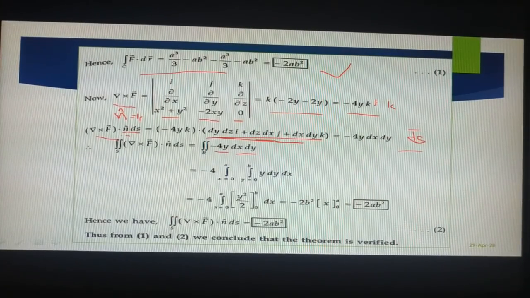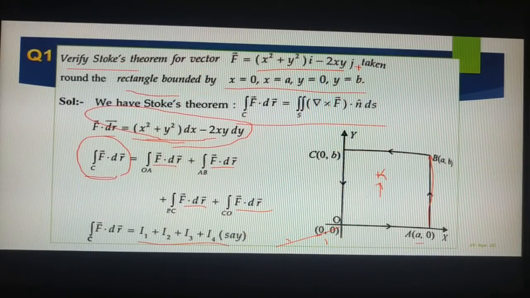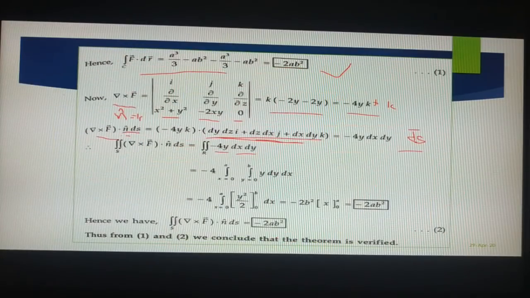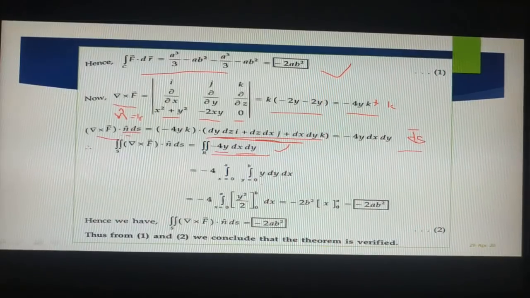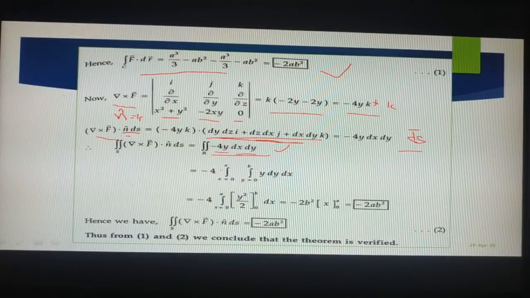Otherwise it is actually very easy. Instead of going that way, because our given problem is on the xy plane, towards the z direction I am taking the unit vector n cap equal to k. So k dot k is equal to 1. Directly I will get it. That is also possible. Anyway, you can write it up.